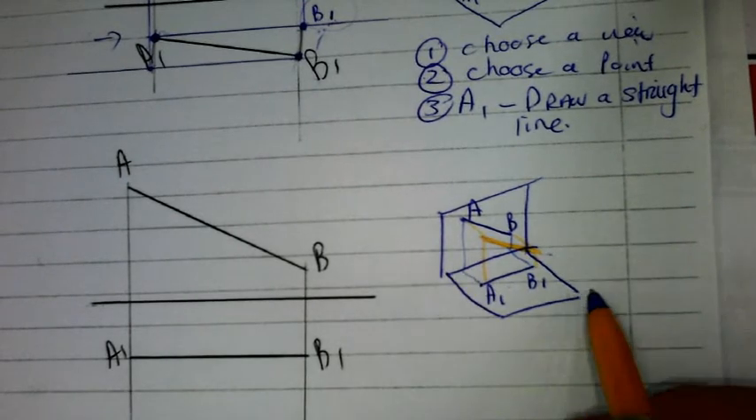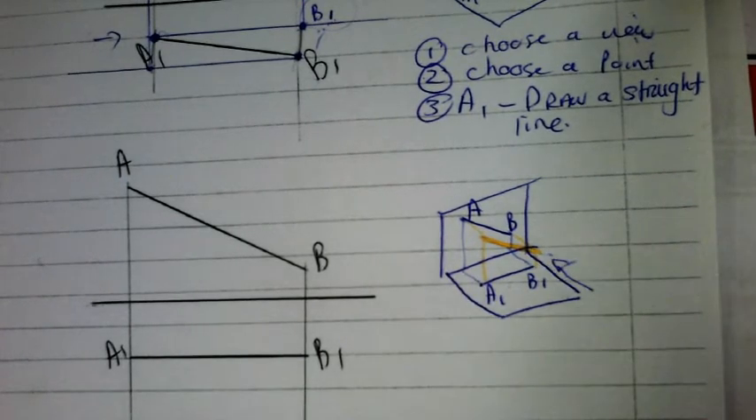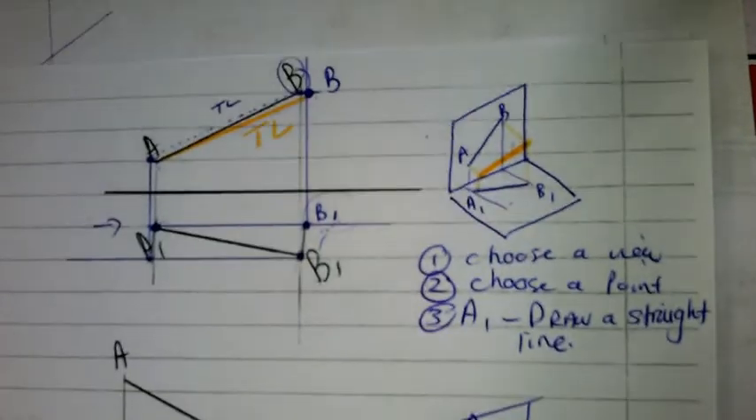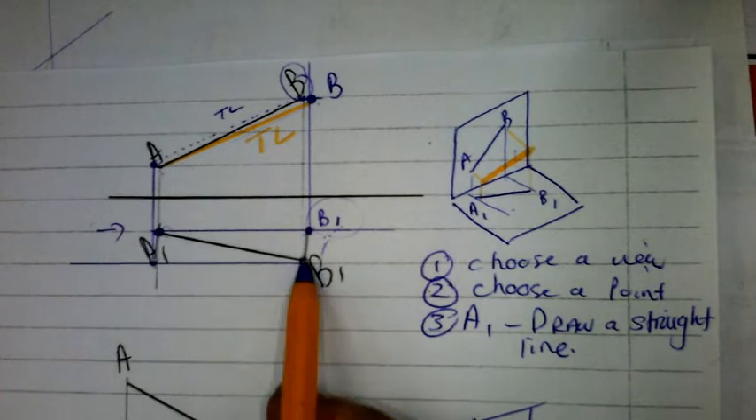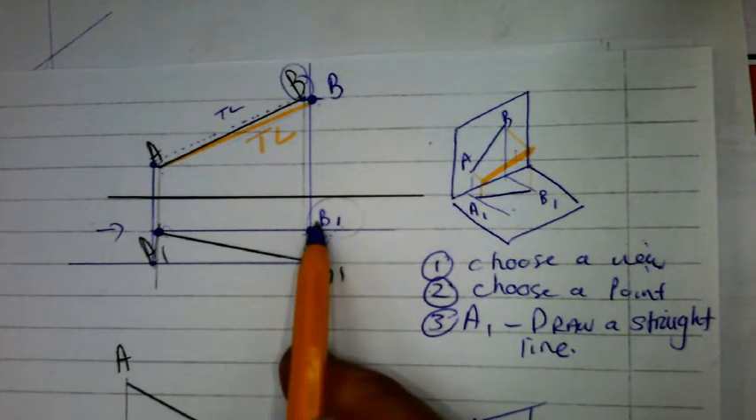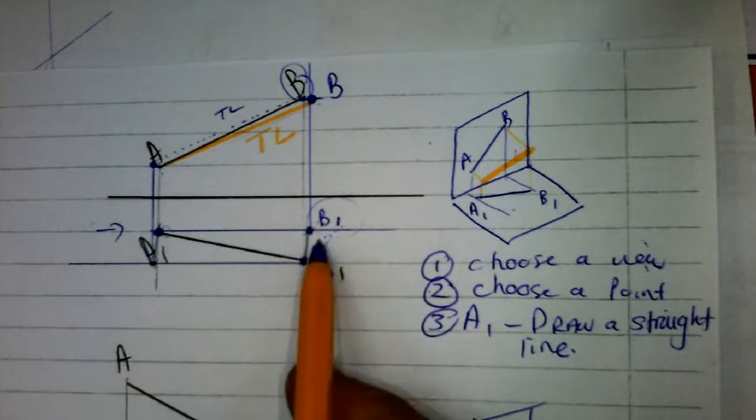Ons het 'n lyntjie wat skuins was gevat en geswaai. Maar hier het ek 'n reguitlyn. So as ek 'n reguitlyn hier het, dan is dit outomaties die ware lengte. If I have a line that is straight and parallel to the XY line, it will be in the next view the true length. Please remember that. I'm going to show you guys an application in a moment.